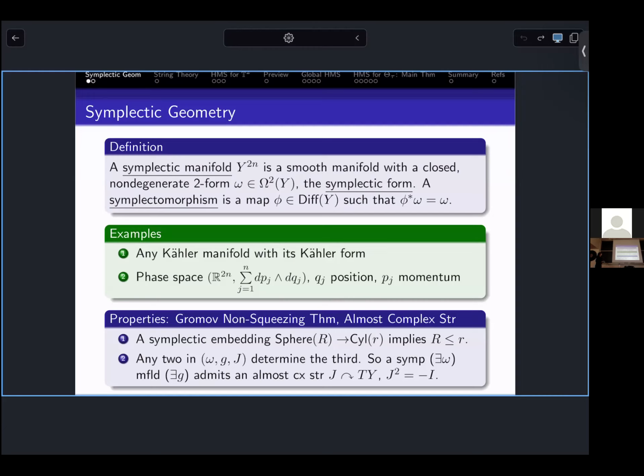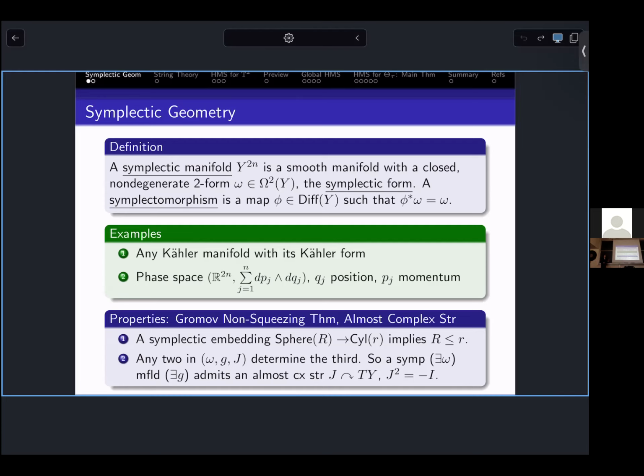Some examples: a cotangent bundle with its canonical symplectic form. Phase space, which is locally a symplectic manifold like R^2n, where q_j is a position and p_j is a momentum. Some properties of symplectic manifolds include Gromov non-squeezing, which says that you can't symplectically squeeze volume. If you have a symplectic embedding from a ball into a cylinder, then the radius little r of the cylinder must be greater than or equal to the radius big R of the ball. And also, we'll always have an almost complex structure.